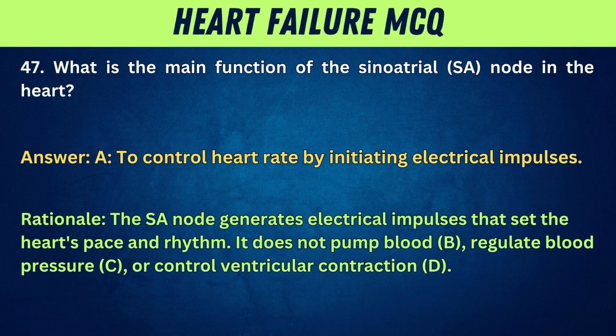Rationale: the SA node generates electrical impulses that set the heart's pace and rhythm. It does not pump blood, B, regulate blood pressure, C, or control ventricular contraction, D.